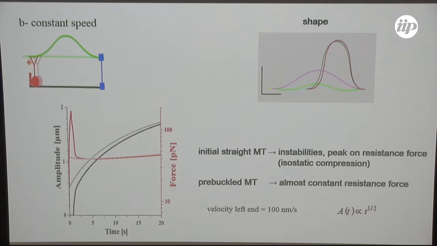In the constant speed scenario, as I showed in the second movie of the simulation, we have these instabilities in the shape of the microtubule in the first seconds, or in the first instance. But then very soon the buckling develops more or less with the same shape as in the constant force scenario.